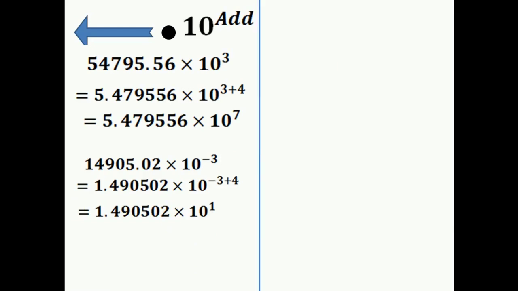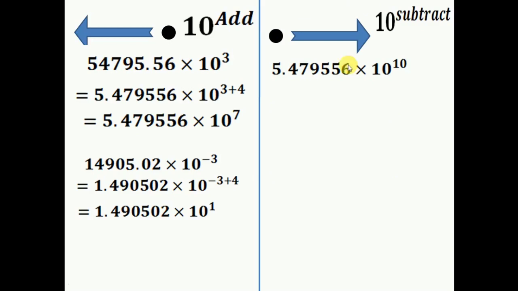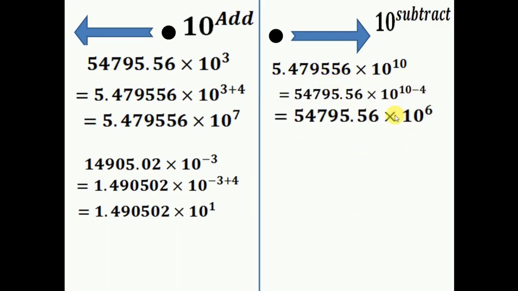Now let's see what happens to the power of 10 if I shift the decimal point towards my right. When you shift it towards the right, the power of 10 gets subtracted. Let's take the example. So this is the number into 10 to the power 10. Now I'm shifting the decimal point from here to here. So 4 digits, so I have to subtract 4. So I'm subtracting 4 out here. So the final answer is 54795.56 into 10 to the power 6.